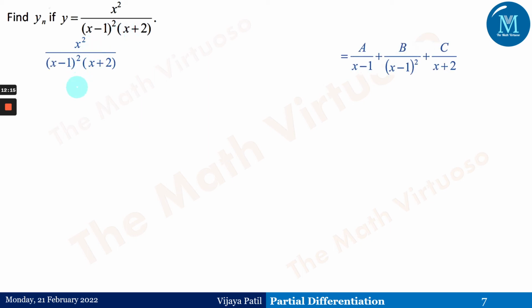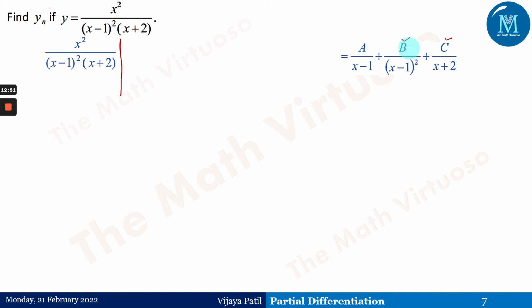This is x square upon x minus 1 the whole square, x plus 2, and this is abc, because we have taken it as a upon x minus 1 plus b upon x minus 1 the whole square plus c upon x plus 2. So if you observe here, I am having these two brackets, x minus 1 the whole square and x plus 2. Using the hiding method, you can get the value of b and the value of c. We can't go for the value of a; we have to first identify the values of b and c, and then we can go ahead with the value of a.